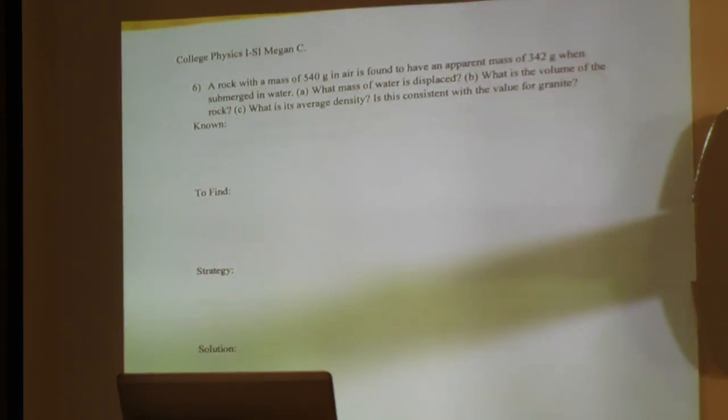All right, so we have a rock with a mass of 540 grams in the air. It's found to have an apparent mass of 342 grams when submerged in water. So it's literally like a pitcher of water, and you're sticking a rock in it, and when you do that, it apparently has a mass of 342 grams. What mass of the water is displaced? What is the volume of the rock? What is the average density? And is this consistent with the value for granite? So we're going to write all this stuff down.